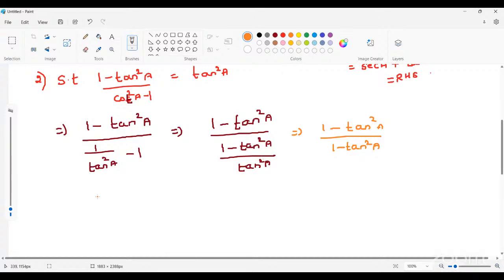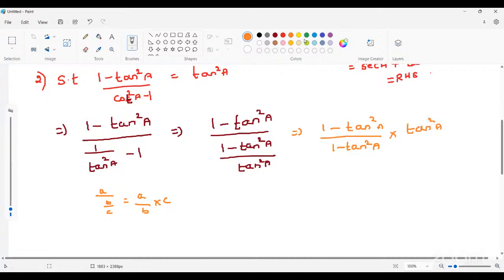See, this is in the form of A by B by C. What is A by B by C? It is nothing but A by B into C. So 1 minus tan square A by 1 minus tan square A into tan square A.